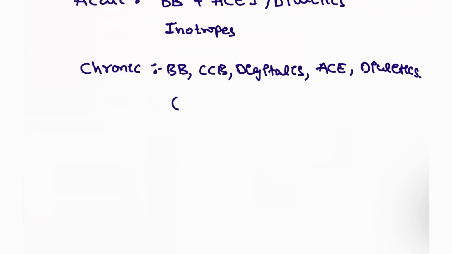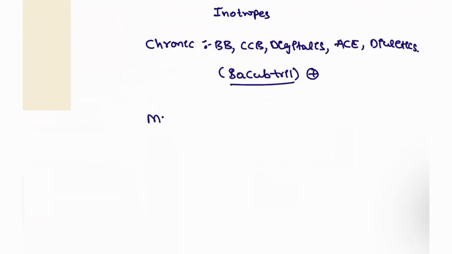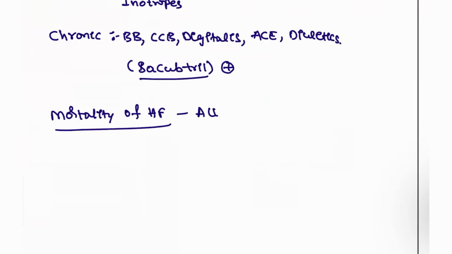What is this neprilysin inhibitor? Sacubitril. Okay, this is known as sacubitril. This drug is going to be the game changer for chronic heart failure. What about the drugs that decrease the mortality rate of heart failure? The mortality of heart failure will be decreased first by ACE inhibitors and ARB drugs, and also beta blockers and diuretics.